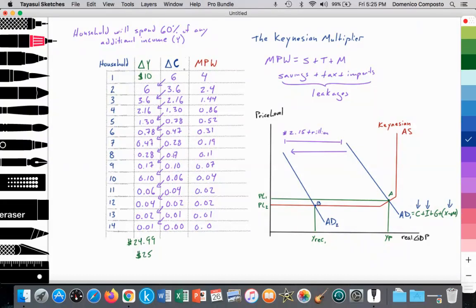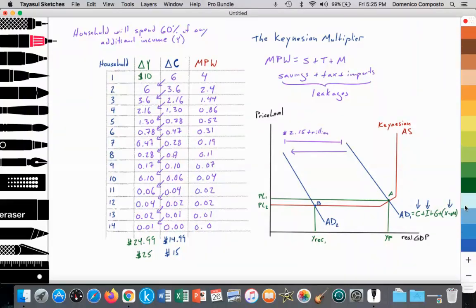If we look at the changes in consumption spending, the $6 add to 3.6, 2.60, and so forth, we're going to see here that it totals $14.99, essentially $15. And if we look at the marginal propensity to withdraw, this is all of the savings, taxation, and imports, money that leaked out of the economy. We add up $4 and 2.4 and 1.4 and so forth.